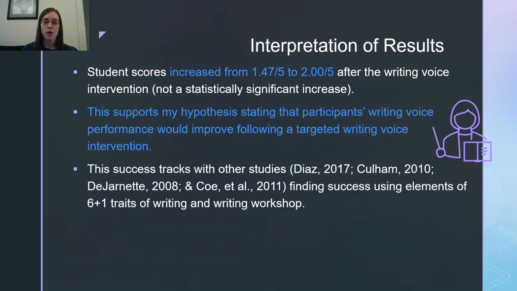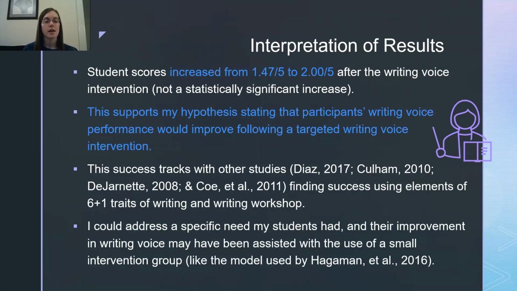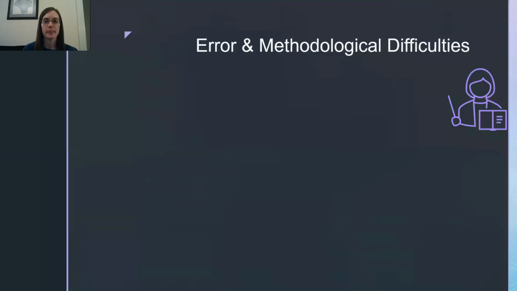This success follows with other studies that found success using writing workshop and 6+1 traits elements. And I was able to address a specific need that my students had, and their improvement in writing voice may have been assisted by the fact that we had a small intervention group, so they were able to really get what they needed.